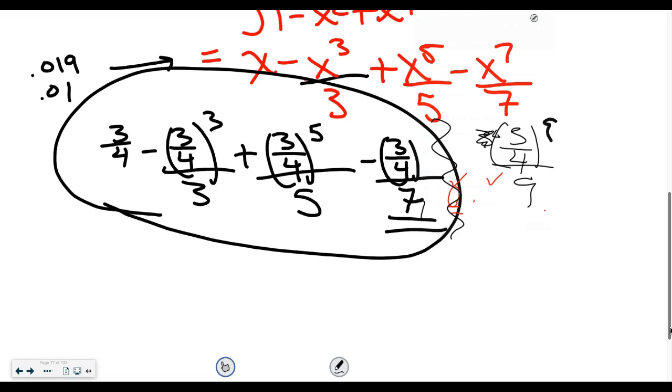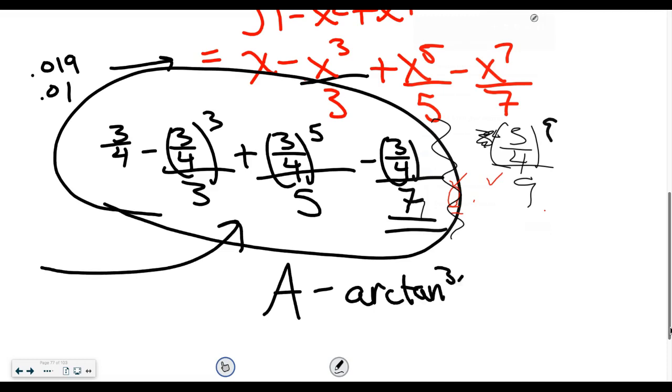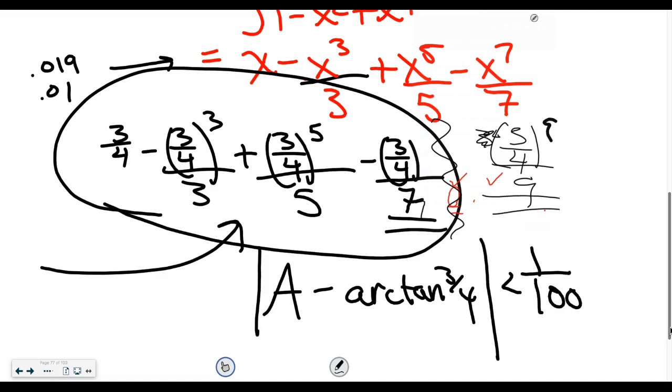All right, here's what we're going to do. So A is this. Here's my approximation at 3/4. Here's the actual value at 3/4. I'm 100% convinced that the error, or the gap between them, is less than 1/100 because that first unused term was. That's hard, don't you think?